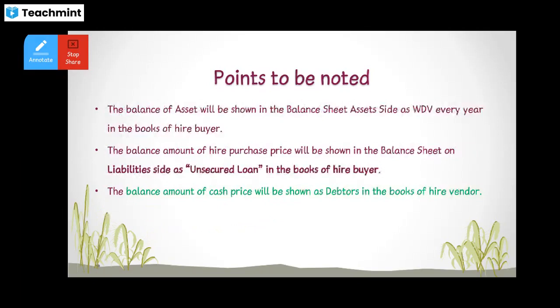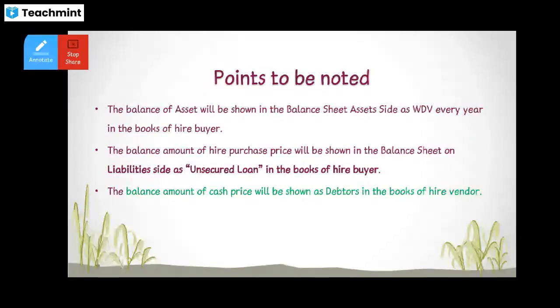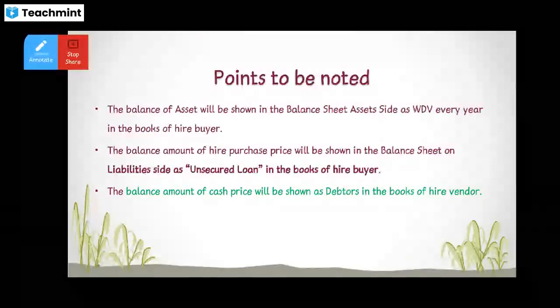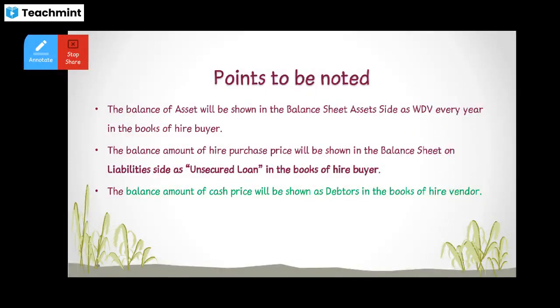Then we sometimes have to show the extract of the balance sheet also. What is the extract? The part of the balance sheet which is related to our question only, that should be shown on the asset side. Now how will we show it? We will record that asset at full cash price and we will deduct the depreciation out of that. The balance of the asset will be shown on the balance sheet asset side as WDV every year in the books of hire buyer. The balance amount of hire purchase price will be shown on the liabilities side as unsecured loan in the books of hire buyer.